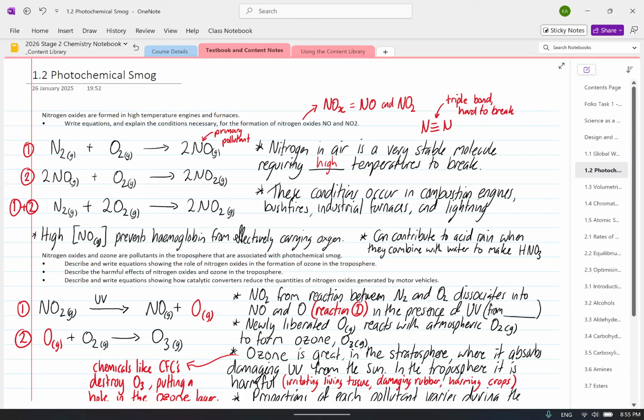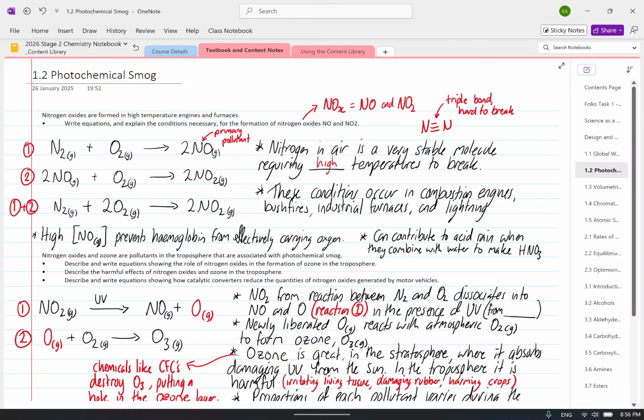Now, if you take that pollutant, so that NO, and you combine it with oxygen that is in the air again, in these particular ratios, so 2 of these with 1 of these, you can make nitrogen dioxide, this substance here. Now, if you would like, you can actually combine these 2 reactions together in one big step. So you start with our nitrogen, and instead of combining it with just 1 oxygen as per equation 1, you combine it with 2 oxygens. You can skip straight through to the 2NO2.